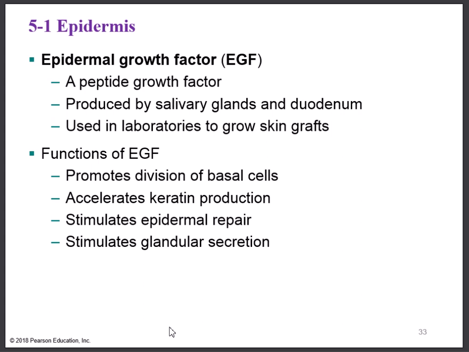But as far as the skin, we have these growth factors called EGFs, epidermal growth factors. They're a protein chemical. What's interesting is they're produced by the salivary glands and then the first part of the small intestine called the duodenum. That's where they're produced. In labs where they treat people with burns, they actually use these chemicals to grow skin grafts so that they can put artificial skin onto a burn victim.